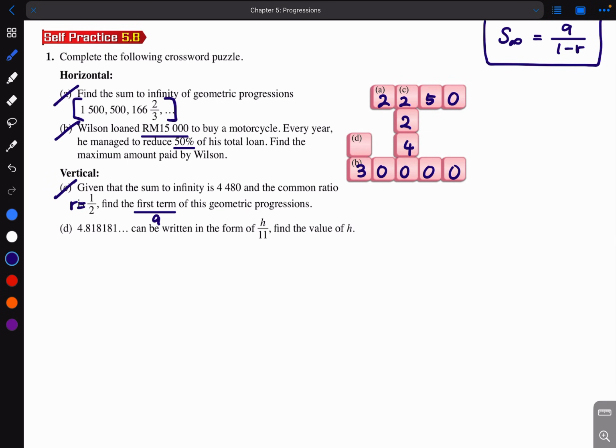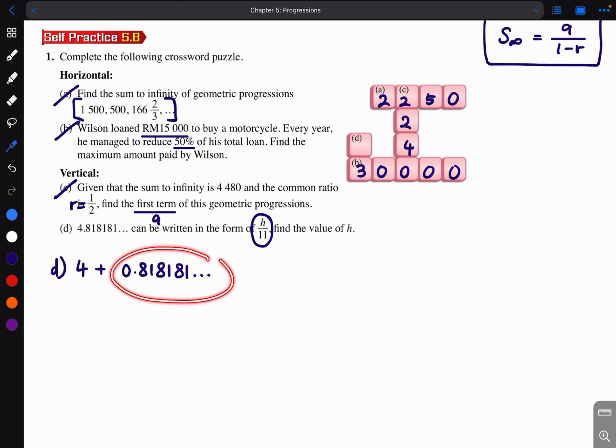D. 4.818181 can be written in this form. Find the value of h. Okay, this is recurring decimal. Okay, to do this, first we need to split the 4 and the recurring pattern. So 818181 is a recurring pattern, 4 is not. Okay, so what we do is, we split it like this, then we try to settle this.